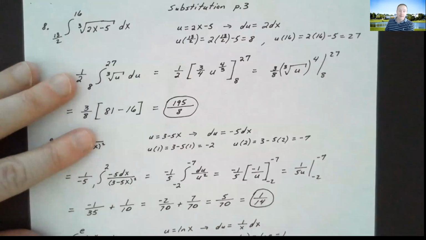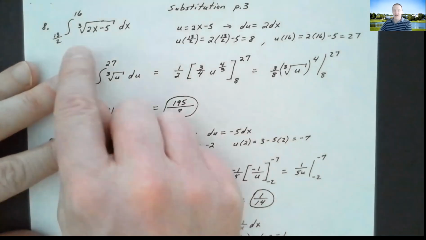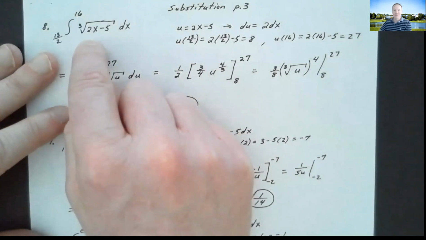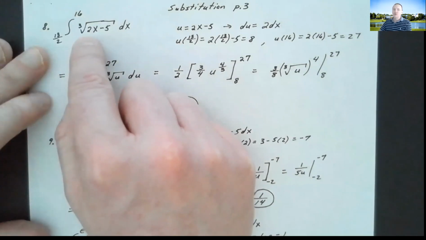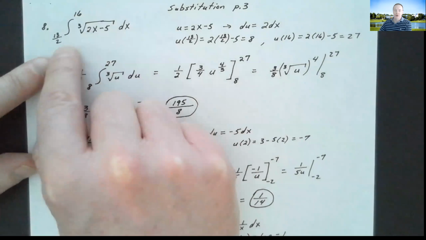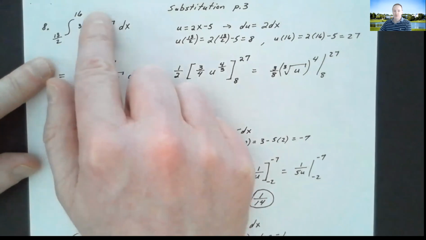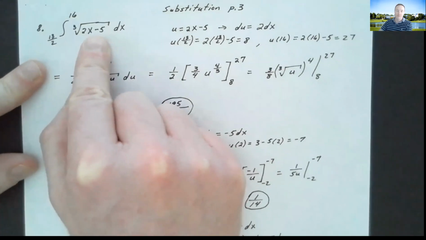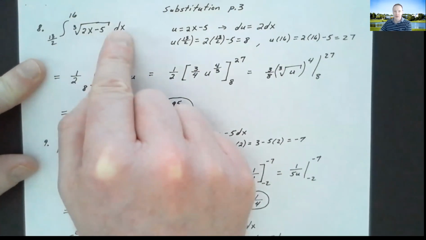Now, what have we not done? Well, I haven't given you any definite integrals. Definite integrals give you something you definitely need to think about here. So let's say I wanted you to integrate from 13 over 2 up to 16 of the cube root of 2x minus 5 with respect to x.